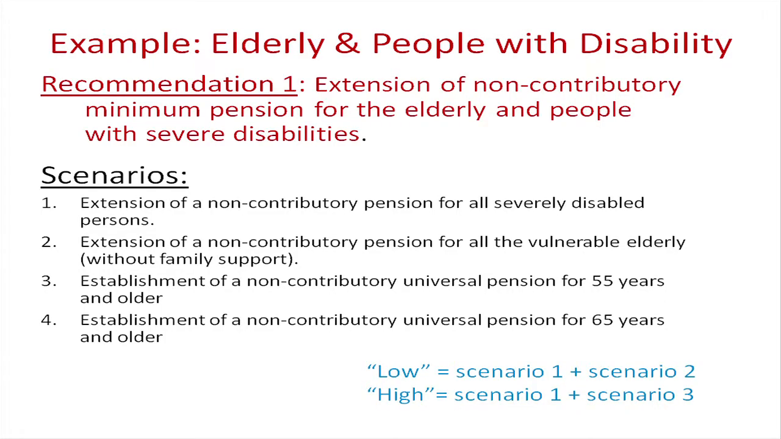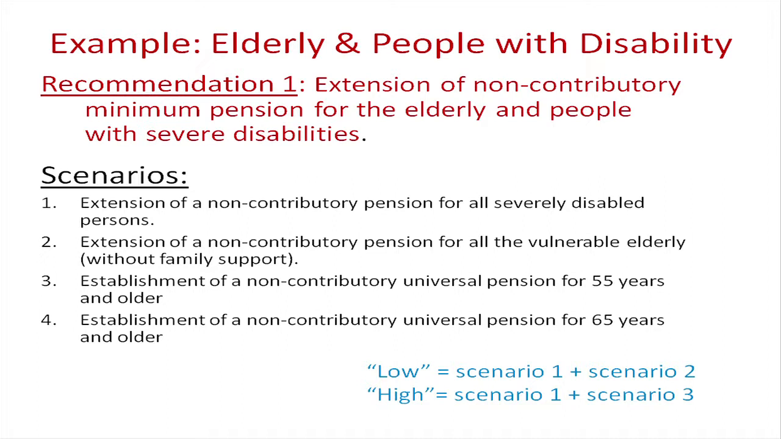The elderly and people with disability. I don't have the scenarios for health here because health has 9 scenarios. It's a lot because it's based on what the government is currently doing, and there's 3 levels, and yeah, it's more complicated, but it's basically the same idea. So the last one I present here is for elderly and people with disability.